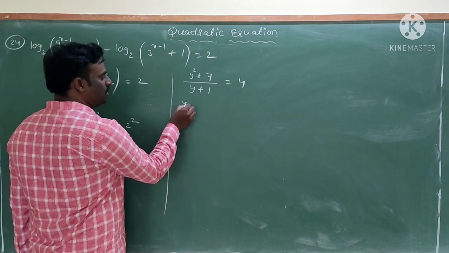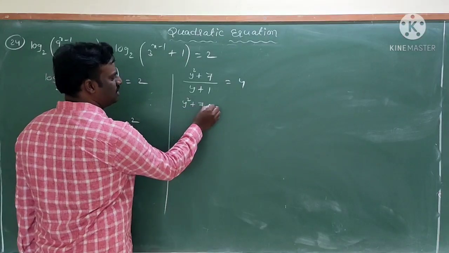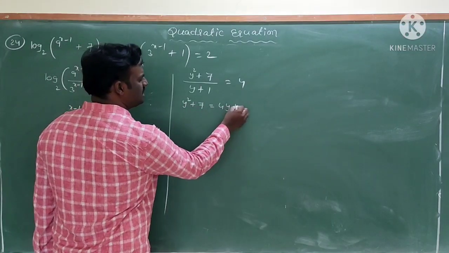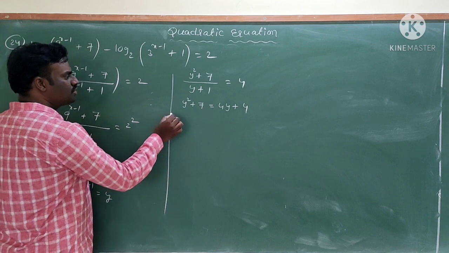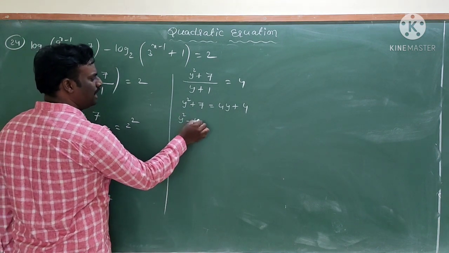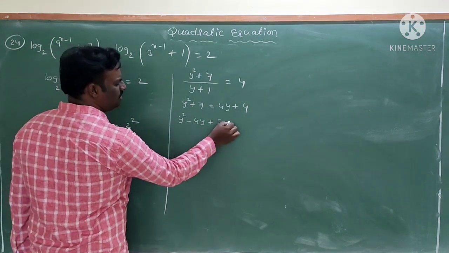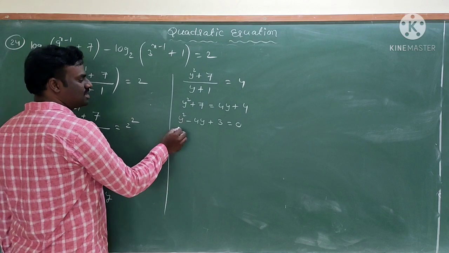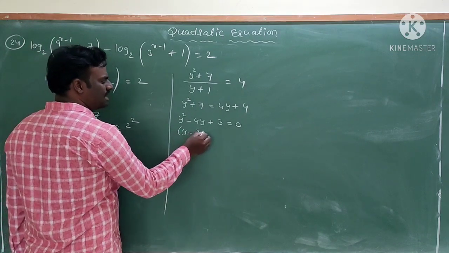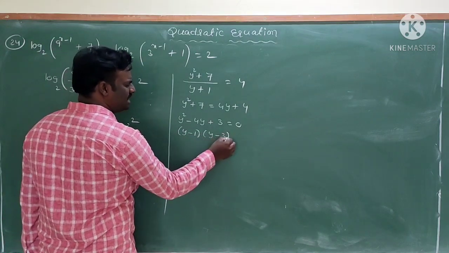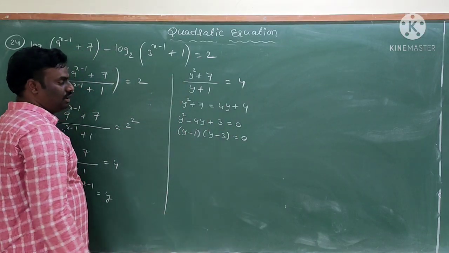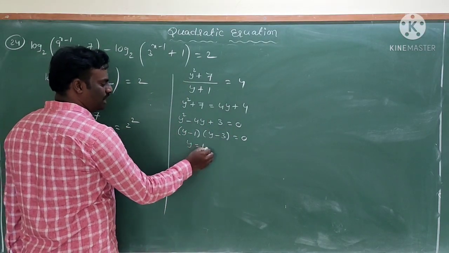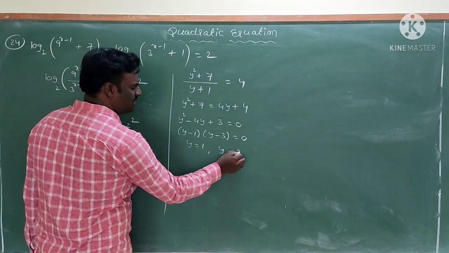Cross multiply, then what will we get? y square plus 7 equals 4y plus 4. So from this, y square minus 4y plus 3 equals 0. It is a quadratic equation in terms of y. If you factorize this equation, we can write (y minus 1)(y minus 3) equals 0. From this we will get y value 1 and y value 3.